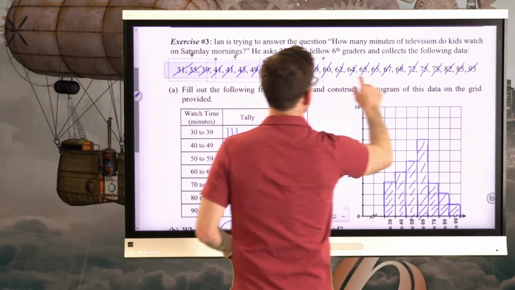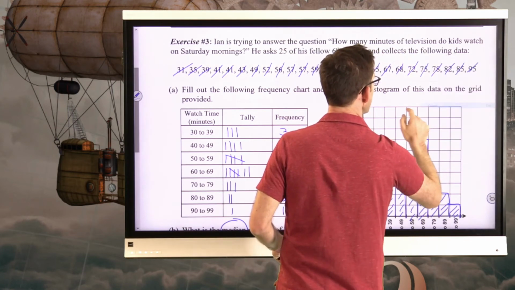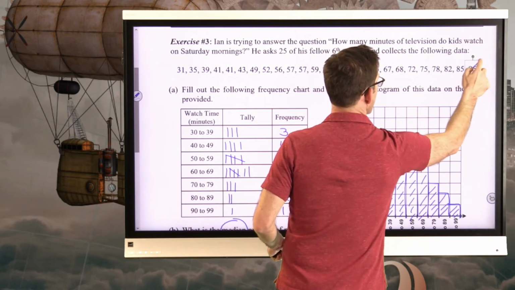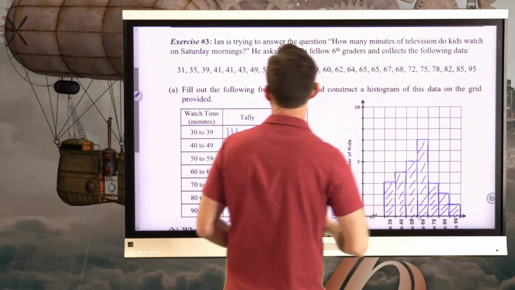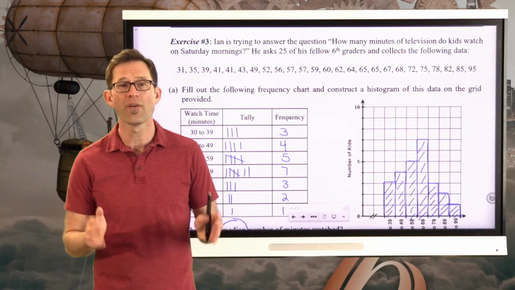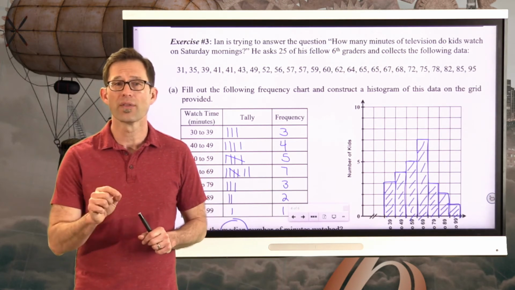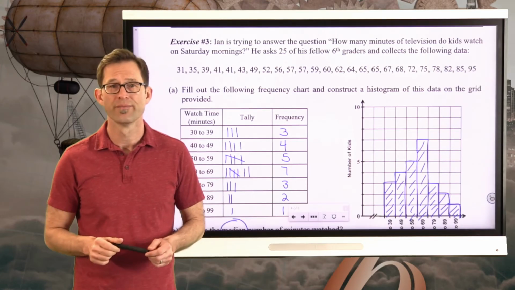Let me get rid of all my hash marks there so that we can take a look at that a little bit better. And let me get rid of that guy. All right, so how do I want to find the median here? I've got 25 data values. Why don't you pause the video and try to find the one that's right in the middle?